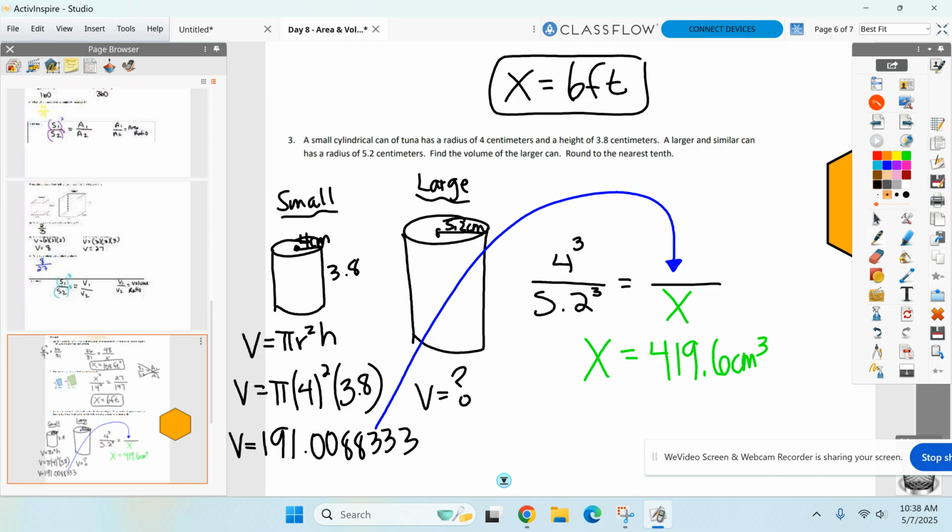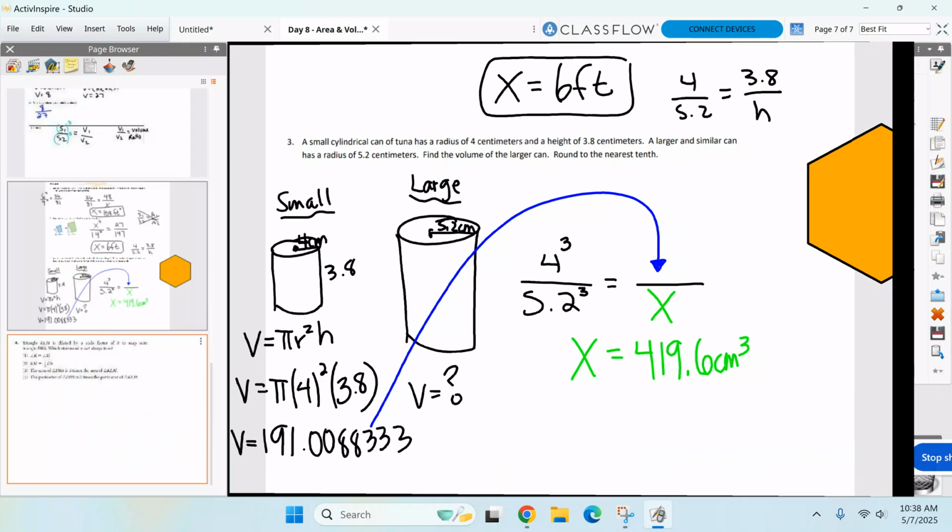Ready? Here you go. Alternatively, you could have done 4 over 5.2 equals 3.8 over the height of the big one, solving for the height of the big one, and then using the volume formula on the big one. That's also another way around this one. All right. Ready for one more here to finish it up.